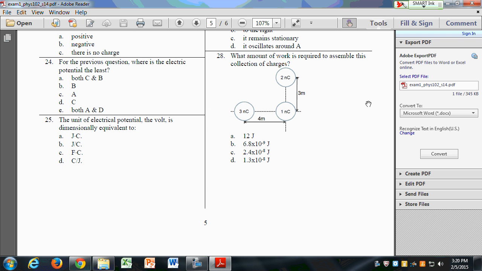Okay. What amount of work is required to assemble this collection of charges? You know, if you look back at the old tests, the solutions for this were different. But the way I showed y'all, let me show you a different way to do this. Our potential energy of our charges is kQQ over R. Isn't that right? It's R, right? Not R squared. Yeah, kQQ over R.